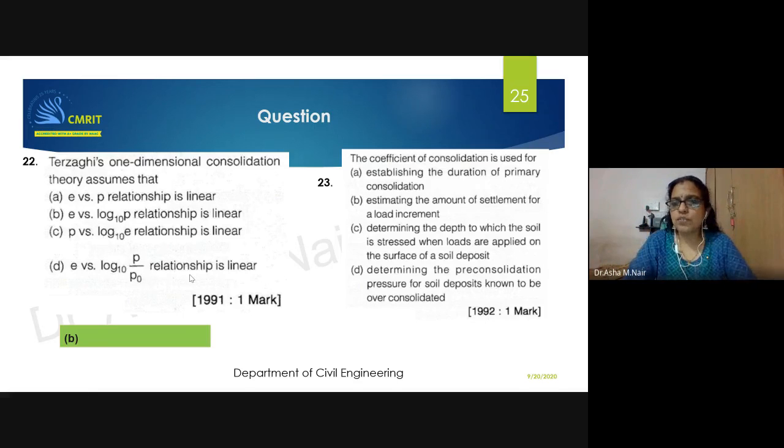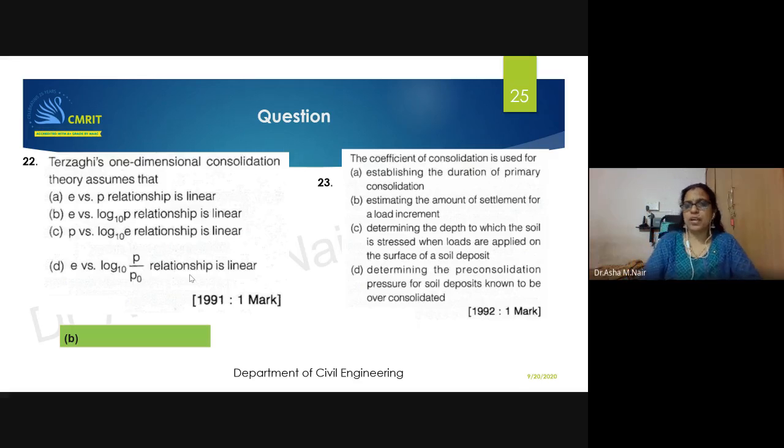The coefficient of consolidation is used for what? It is used to determine the duration of primary consolidation, estimating the amount of settlement for a given load increment, determining the depth to which the soil is stressed when loads are applied on the surface of a soil deposit, and determining the pre-consolidation pressure for soil deposits known to be over-consolidated. What can be the reason?